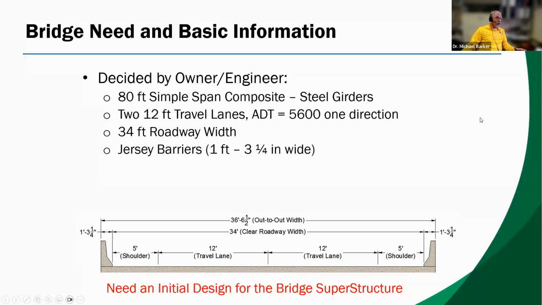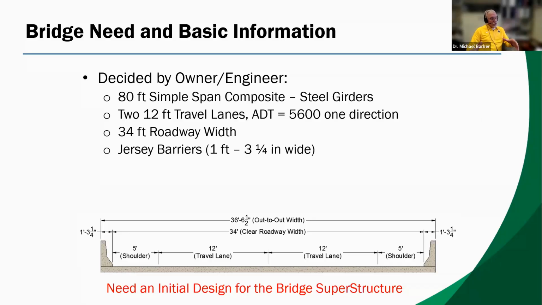And somebody comes up with, it's either the owner or the engineer or planning commissions or whatever, they say, all right, we need that 80-foot simple span bridge, and we're going to make a composite steel girder bridge because we need this hydraulic opening and these clearances and all that kind of stuff. And we need 2 travel lanes because it's a rural road, but it's a busy road. We have an average daily traffic of 5,600 in one direction.